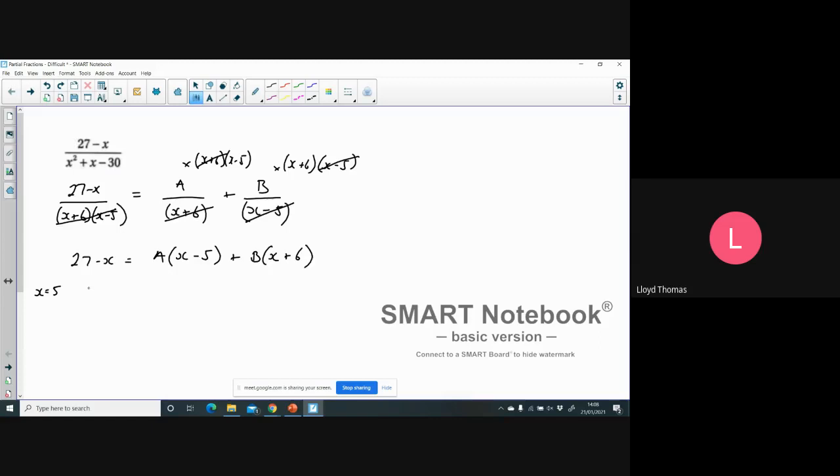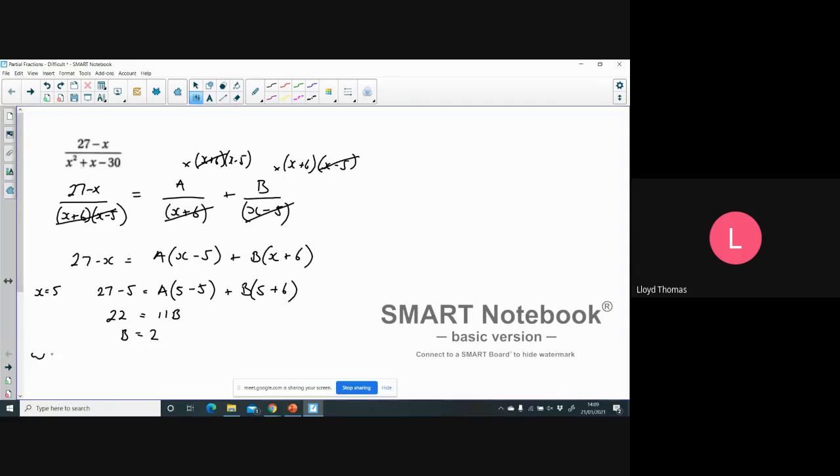So if I put 5 into this, on the left-hand side, I have 27 minus 5. Then I have A times 5 minus 5 plus B times 5 plus 6. Now, if I simplify all of that, I'll end up with 22 equals, well, 5 minus 5 is 0. So that gets rid of the A. And then I'm left with 11B because of this bracket over here, which gives me B equals 2.